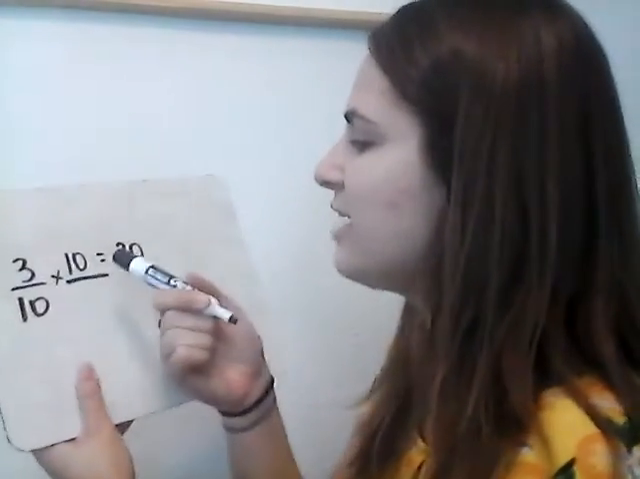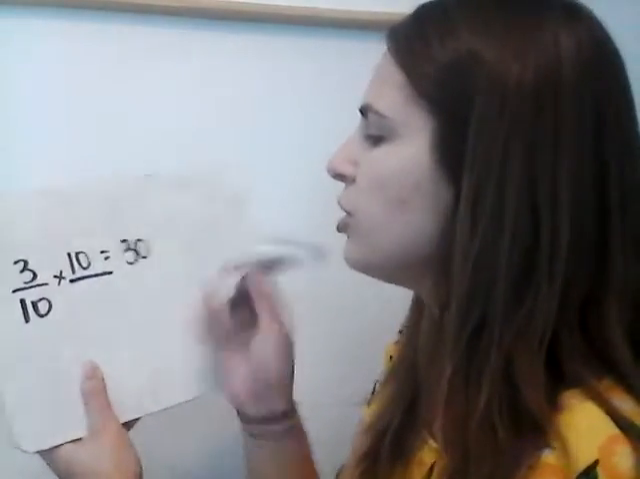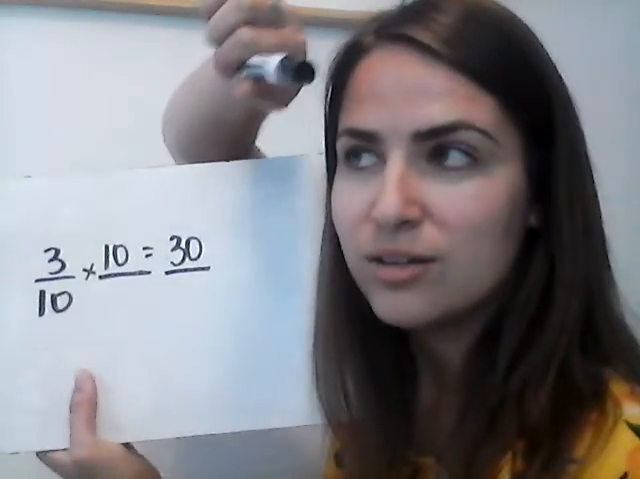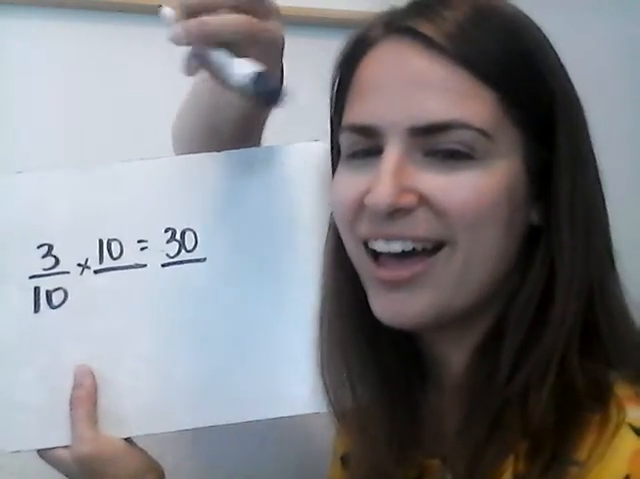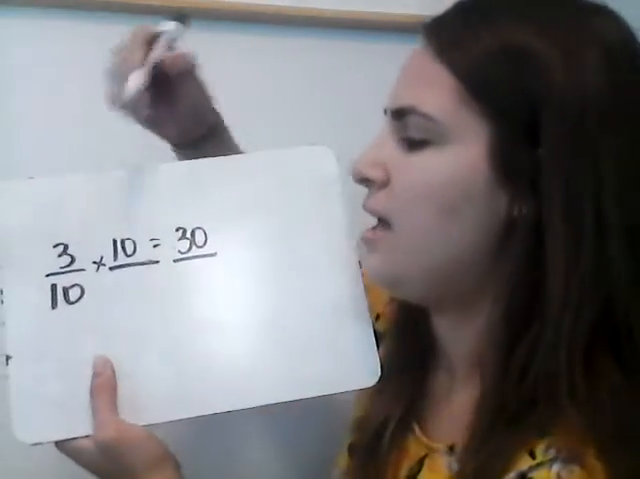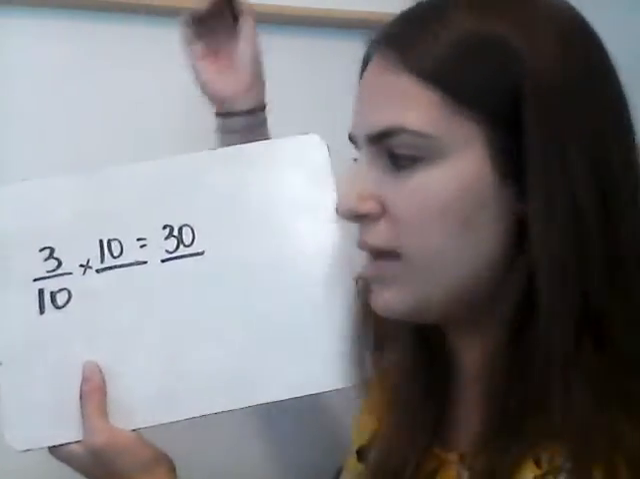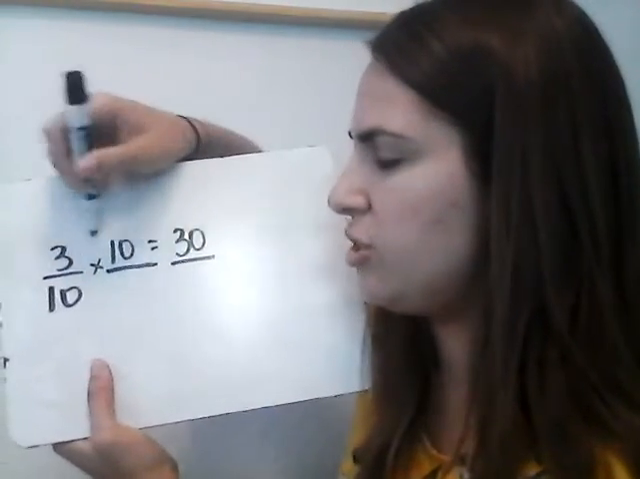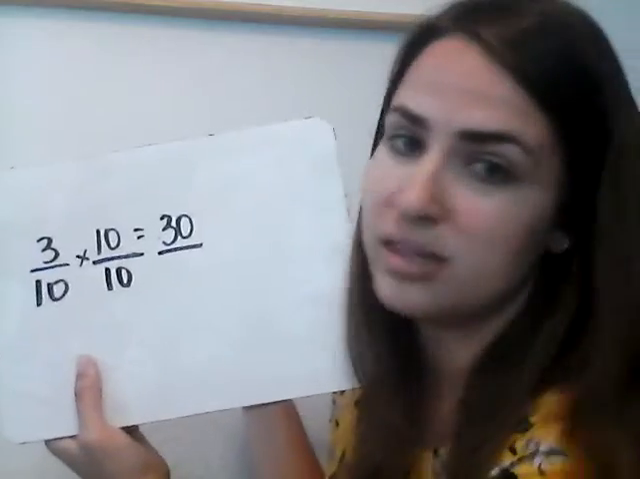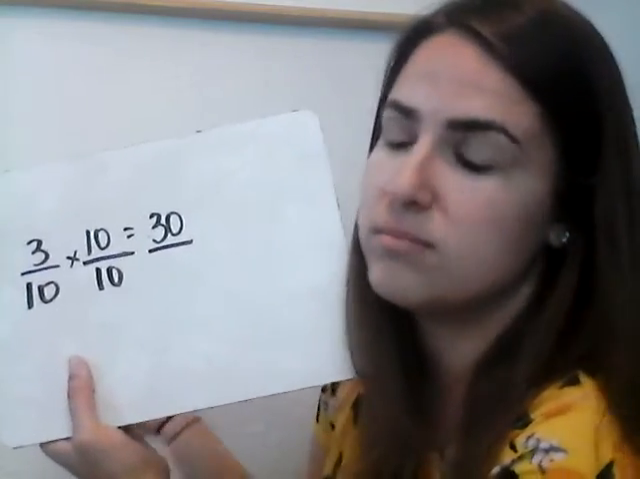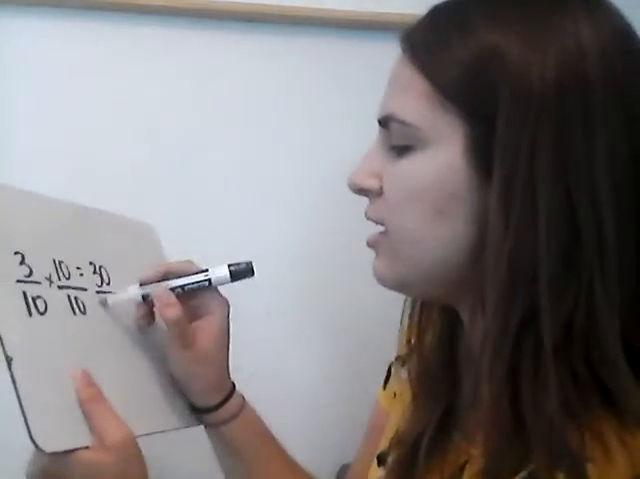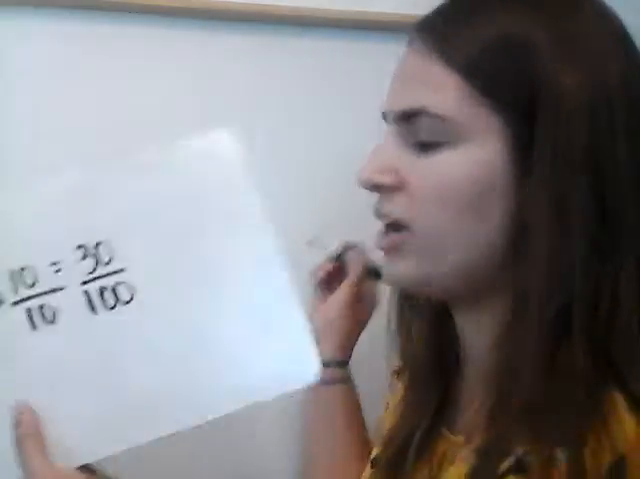So 3/10 times 10 equals 30. And then remember to find equivalent fractions, what's that rule? We need to multiply by the same number on the top and the bottom. We know that to get this to 30, we have to multiply 3 times 10. For it to be equivalent, we have to multiply by the same number on the bottom. So even if it's not equivalent, we at least know that we've checked. So 10 times 10 is 100.